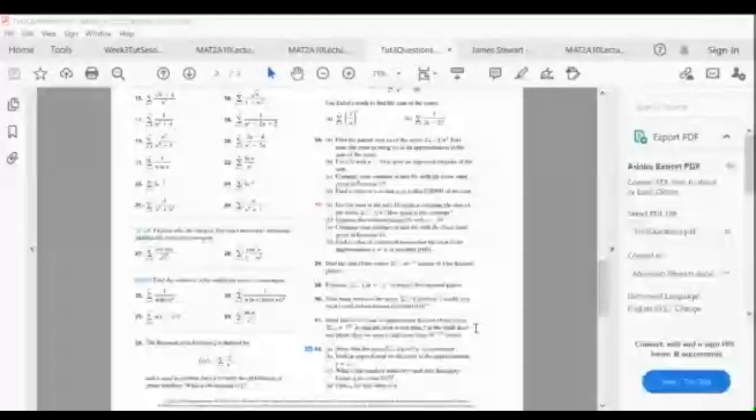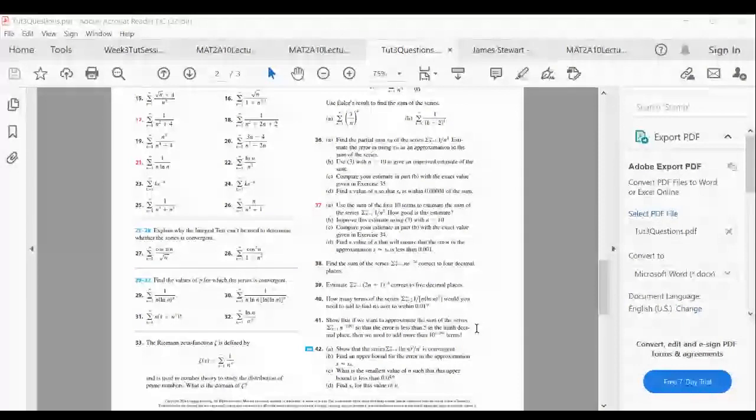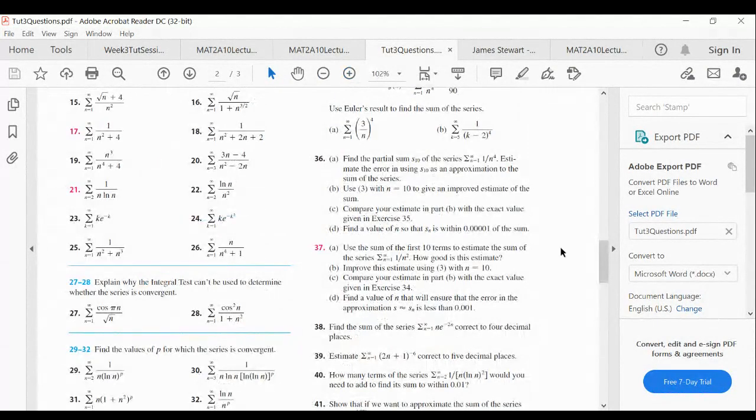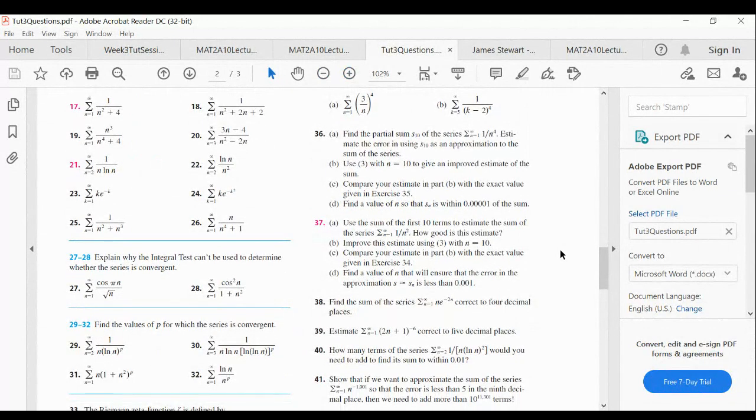I'm going to show this and then we'll see if we can go to the lecture and look at the relevant theory, because I want to always point out to you how the theory connects to what we do. So there's number 38. It says, find the sum of the series, the sum from n equals 1 to infinity of n e to the minus 2n, correct to 4 decimal places.